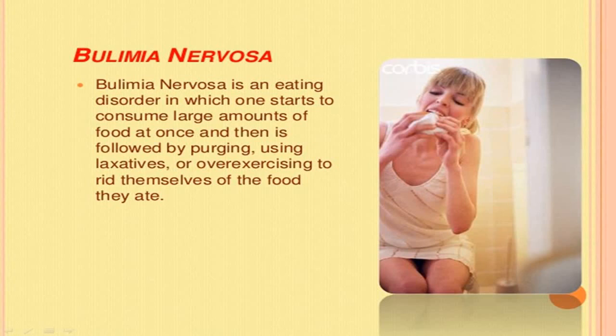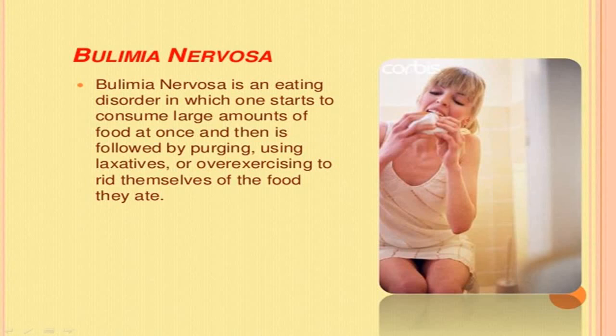Next is bulimia nervosa. Bulimia nervosa is a neurotic disorder, meaning it is related to nerves, and usually it is common in girls. It is an eating disorder in which one starts to consume large amounts of food at a time. Then it is followed by purging, maybe by the use of laxatives or over-exercising to rid themselves of the food they ate.